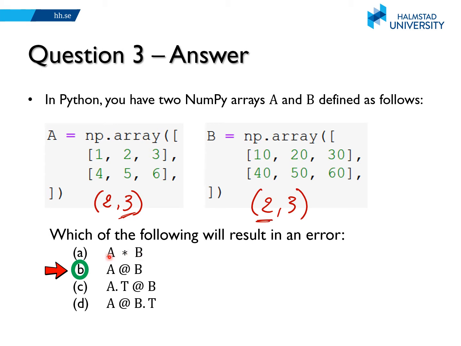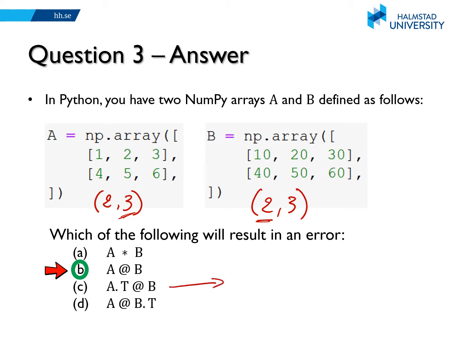Okay, and if you write A times B like in here, then this is the element-wise multiplication. So each element of A will be multiplied by the corresponding element in B. So this will give you a new matrix which has the same shape, 2, 3. And the first element will be 1 times 10. The second one will be 2 times 20, 3 times 30, 4 times 40, and so on. So this is possible.